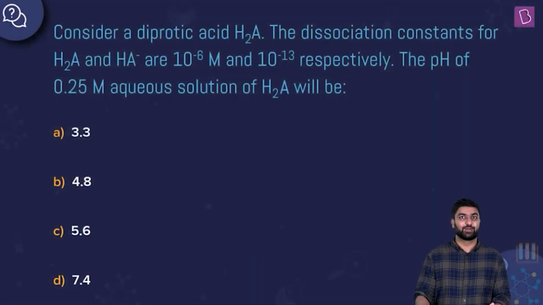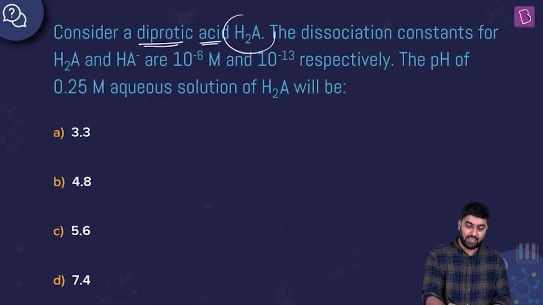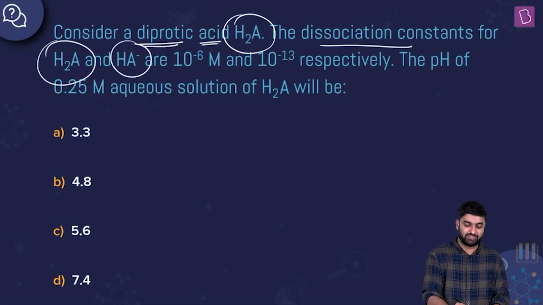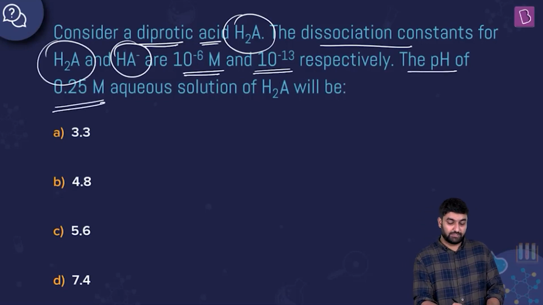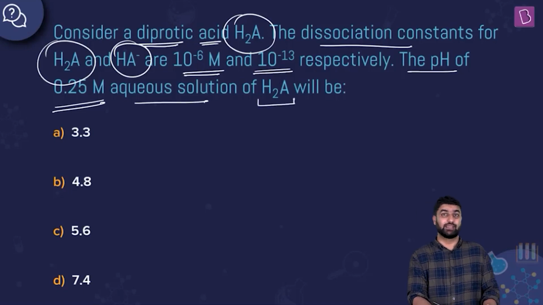All right, let's take a look at this question. It's saying, consider a diprotic acid H2A. The dissociation constants for H2A and HA minus are this and this. The pH of this much molar aqueous solution of H2A will be what?